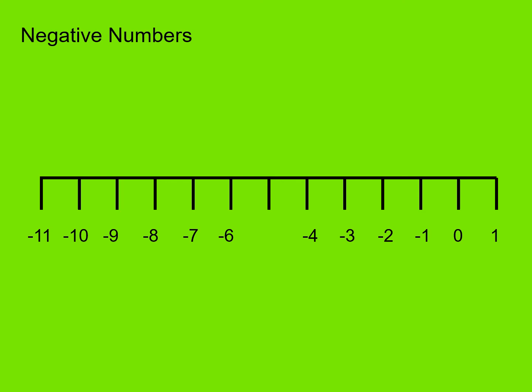Let's read the rest of the pattern. -1, -2, -3, -4. And then after that it's -6, -7. You've guessed it. The missing number is -5.